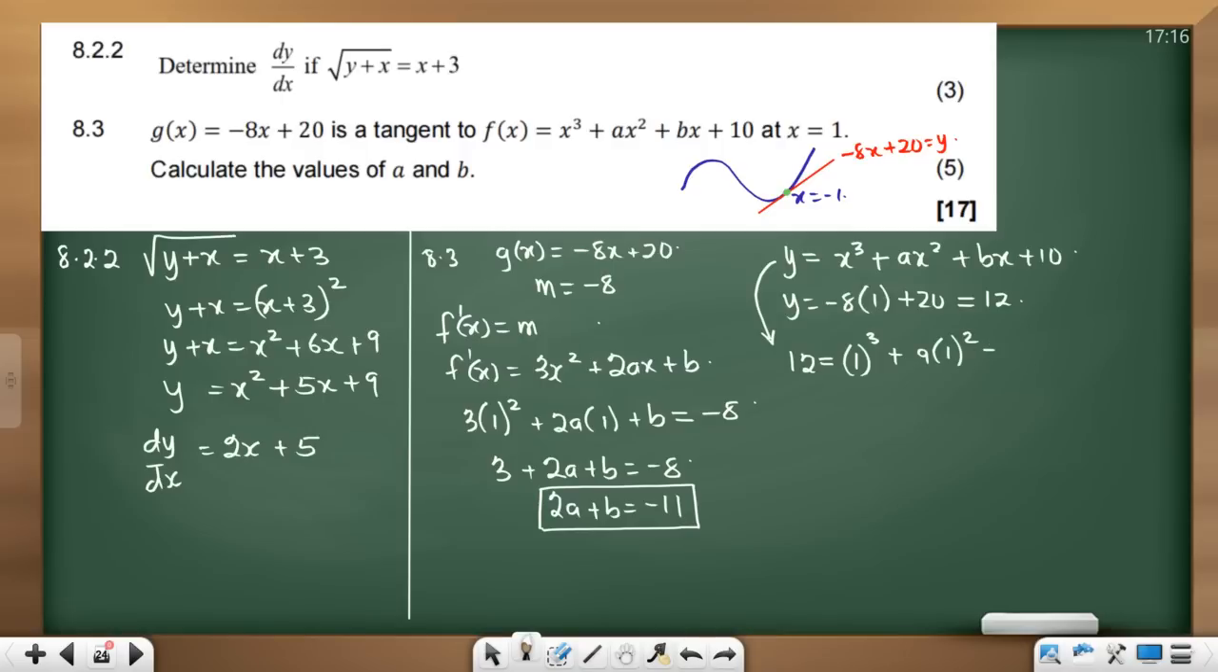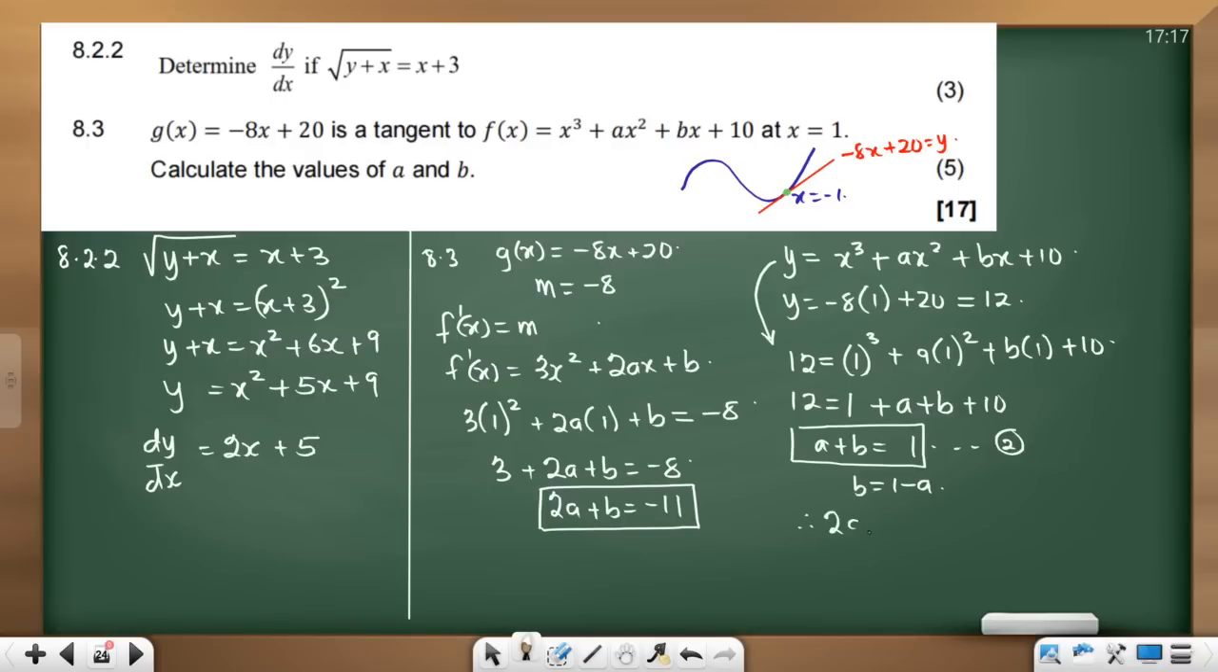All right, no, this is b. x is 1 plus 10. Let's solve. 1 plus a plus b plus 10. All right, what is 1 plus 10? 11. Move that over to the other side. That will give us 1. So a plus b equals 1. I now have my second equation, which I can solve simultaneously. Let's do it the way you would have done. We can say that b equals 1 minus a. Therefore, 2a plus 1 minus a equals negative 11. Make sense?